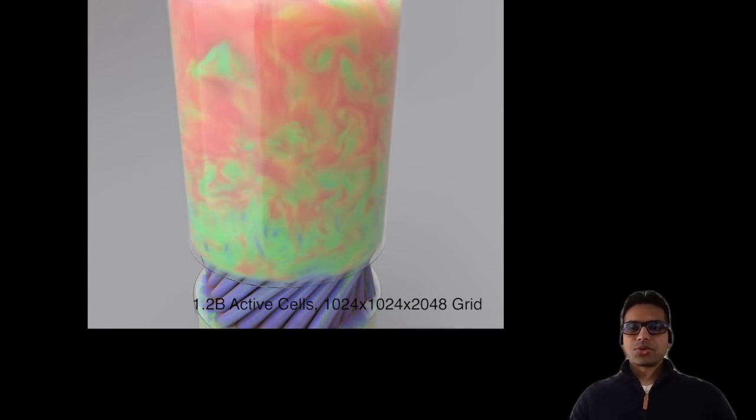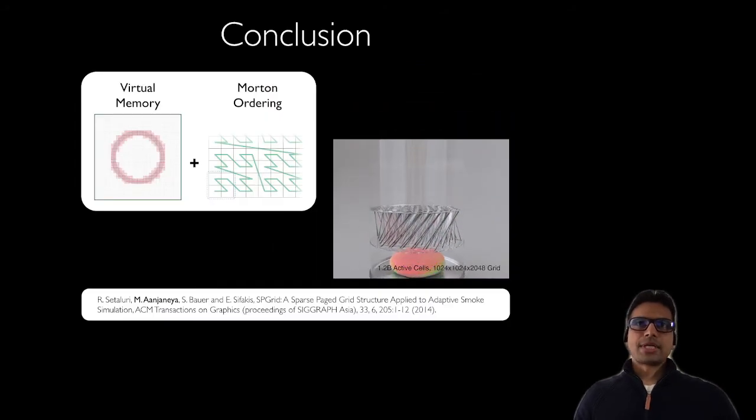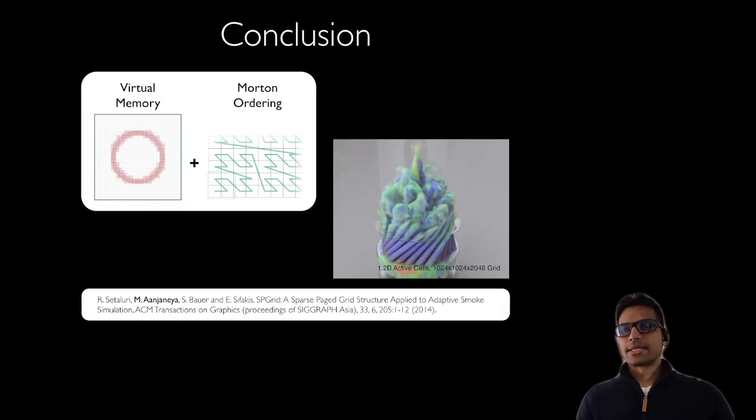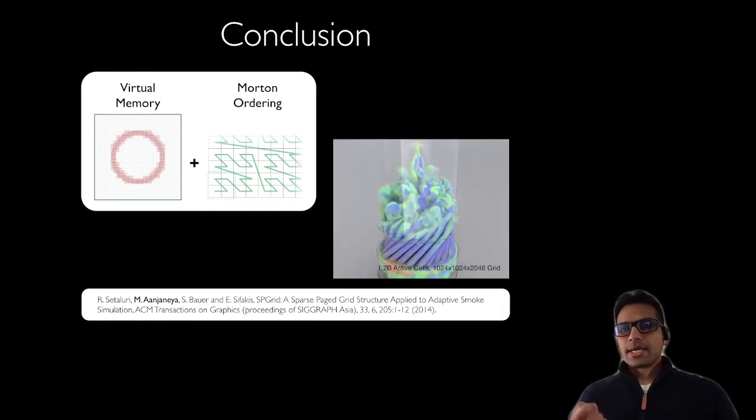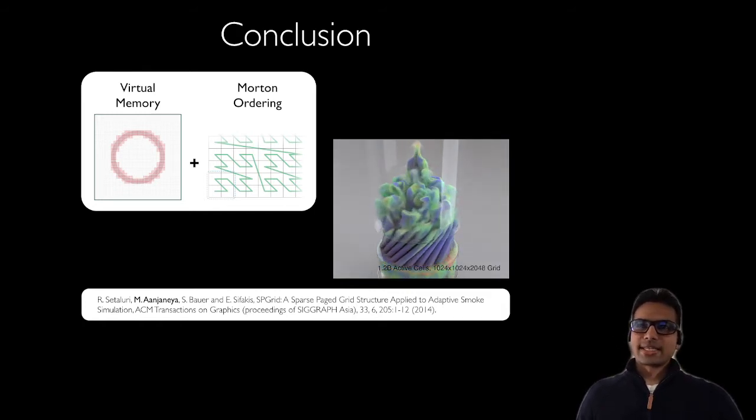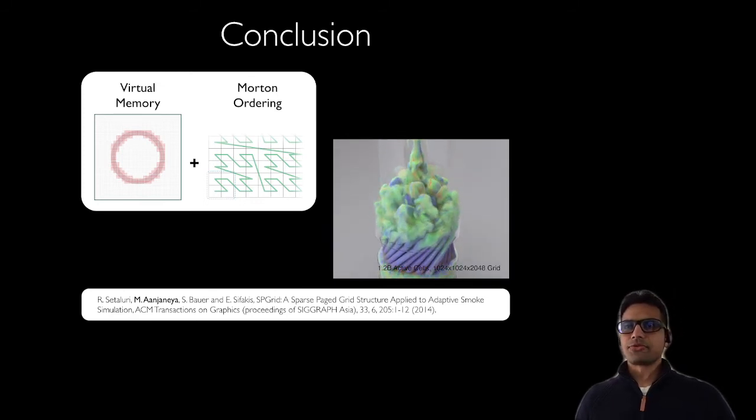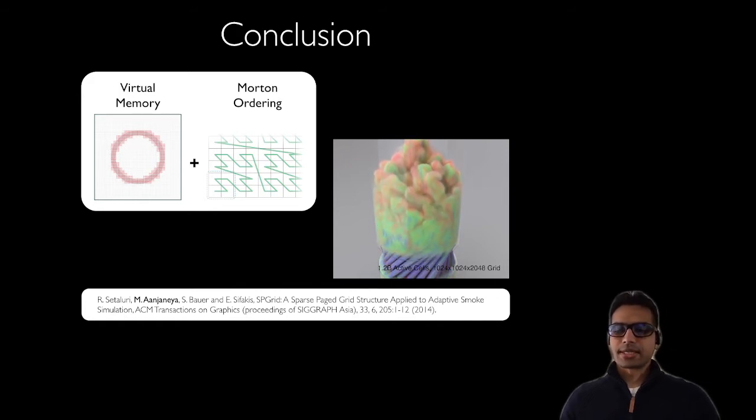So just a quick conclusion: I've described to you a data structure that uses virtual memory and Morton ordering for storing large and sparse data sets on uniform grids. Now, I haven't told you all the details here because technically we also need a solver to solve for this large number of variables, essentially the linear system that we construct.